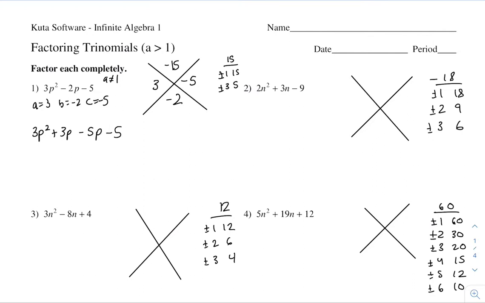Now we could do by grouping, so we're going to group these two. So now let's look at the first group. So 3p squared and 3p, a common factor for both is a 3 and a p. So if we factor out a 3p from both, we get p and we get 1. Now from the second set of parentheses, negative 5p and minus 5, we factor out a negative 5. So factor out a negative 5, so then we're going to get p plus 1. You factor out a p plus 1 from both, and we get 3p minus 5 times p plus 1.